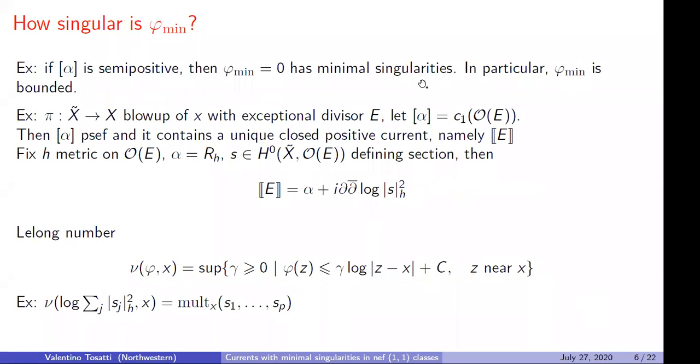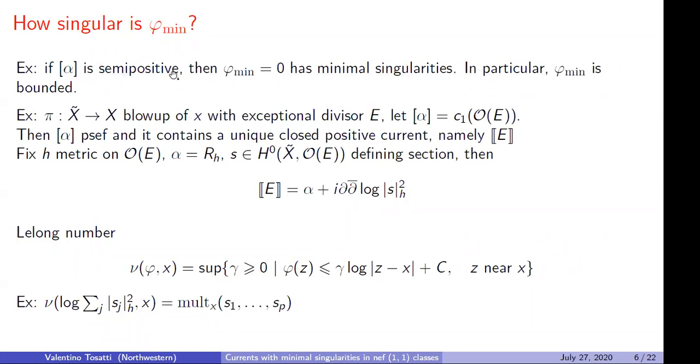Okay, so the main theme of what I want to discuss is how singular is phi min. And what do I mean? Okay, let's look first of all at the stupidest observation, namely, if the class is semi-positive with my earlier definition, then you can take phi min to be simply the zero function, right? Because you can pick alpha to be semi-positive, so alpha plus zero is semi-positive already. So zero is a function with minimal singularities, and in particular, tautologically, the singularity type phi min is bounded. I mean, of course, it's just zero.